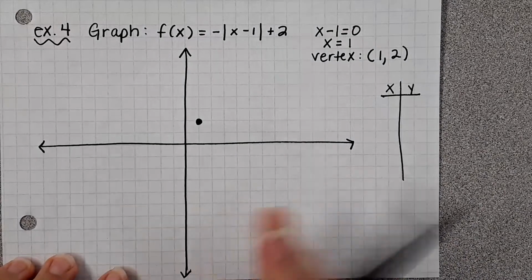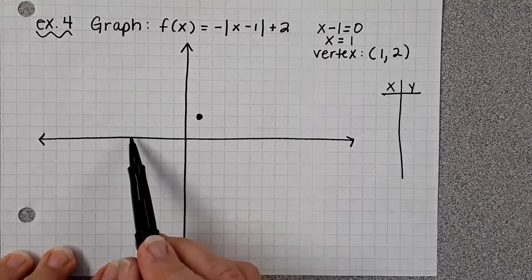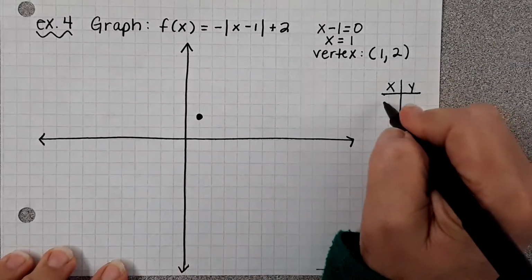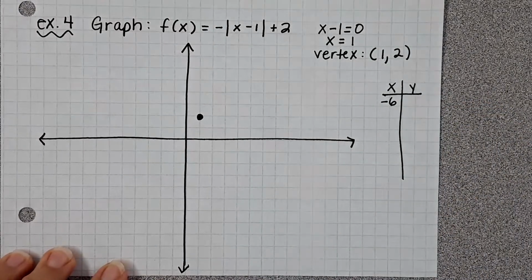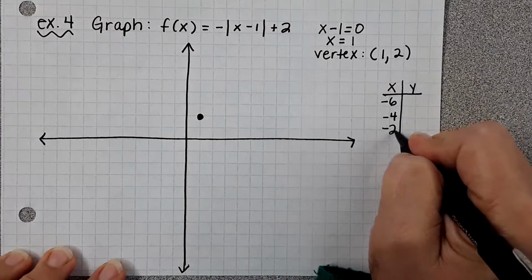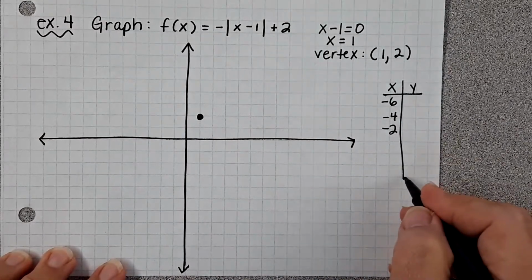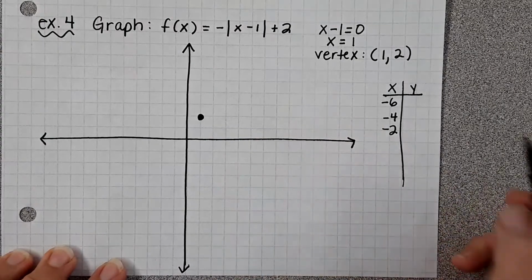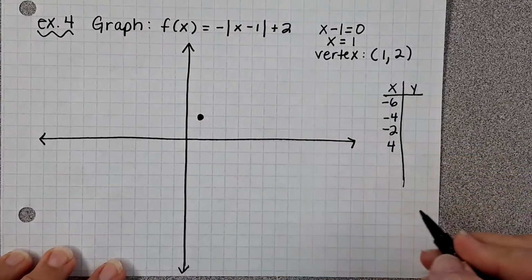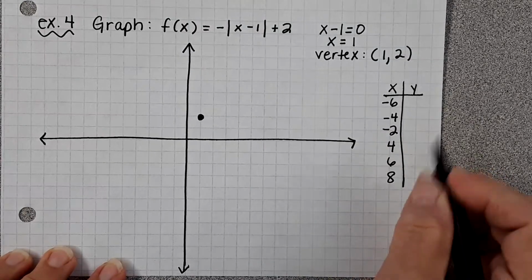So let's go out this way. I went 1, 2, 3, 4, 5. We can go out -6. Why? I just picked it. I didn't do anything special. If I'm going to go every 2, what would be my next number? -4 and then -2. Now that gives me 3 on this side. Now I need to go on this side. So let's start with 2. 2 away from 2 is 4. 2 away from 4 is 6, and 2 away from 6 is 8. And now we're going to plug those in.